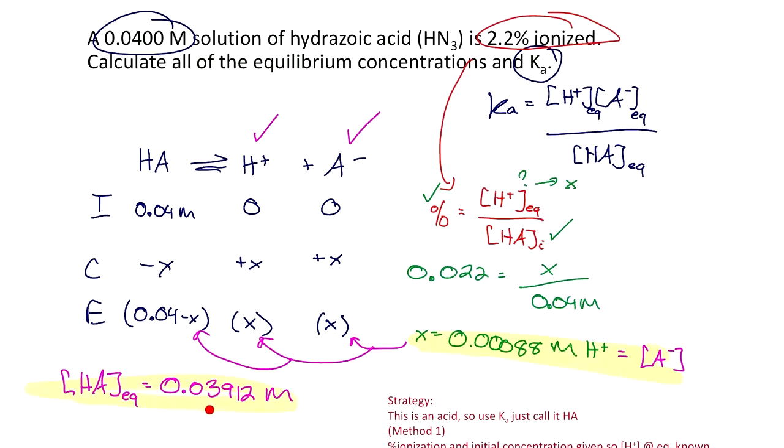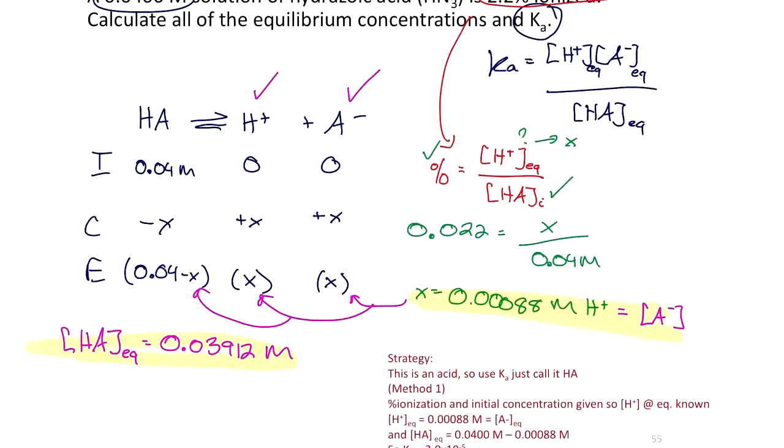It's not 0.4. Some of it did ionize and go to products, so it's a little bit less than that. And so now that we have all of the equilibrium concentrations, we can go ahead and calculate Ka. Ka is equal to X squared over 0.4 minus X, so just plug in all those numbers we just solved for.